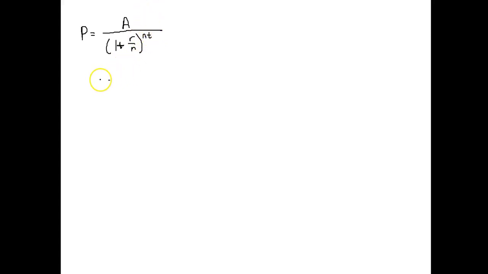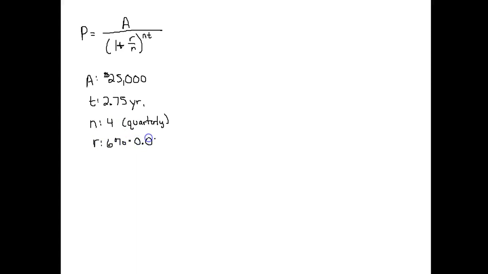Okay, so future value in our case is $25,000. That's how much it's going to be worth down the road. The time is 2.75 years. Compounded quarterly, so N is 4. And this is going to happen at 6%. You have to use your percent as a decimal in the formula.